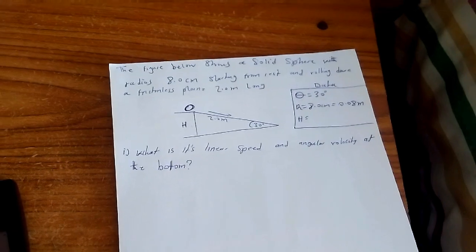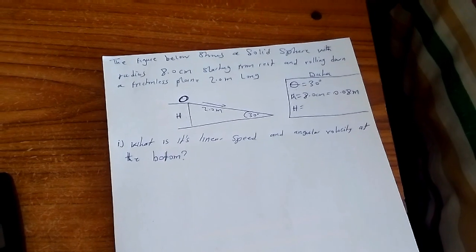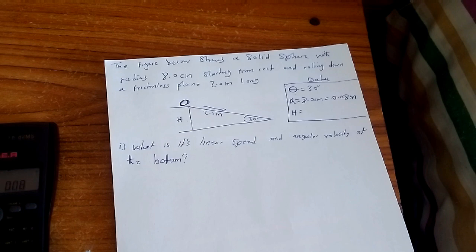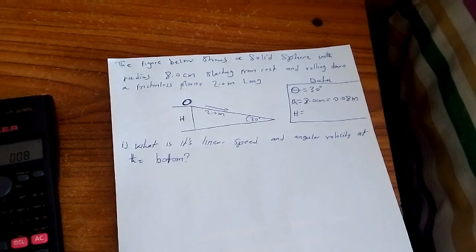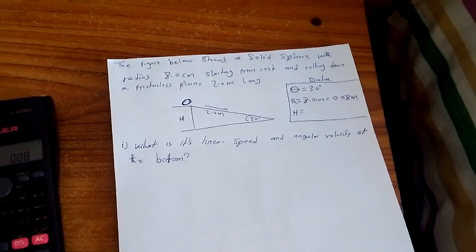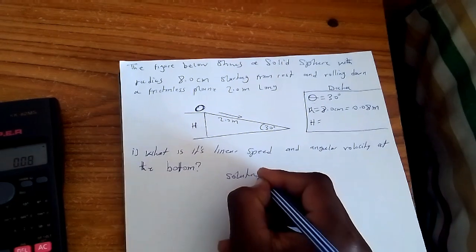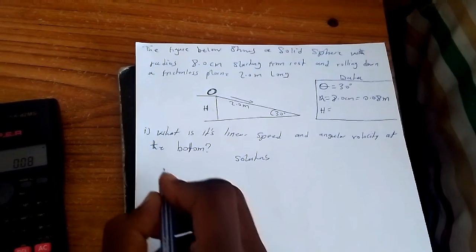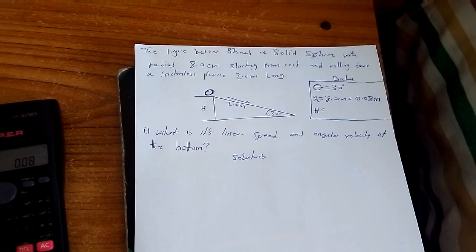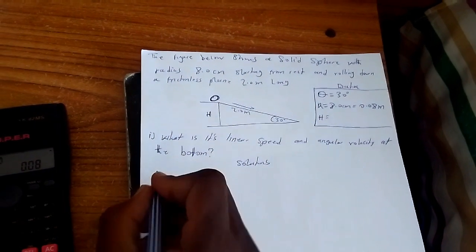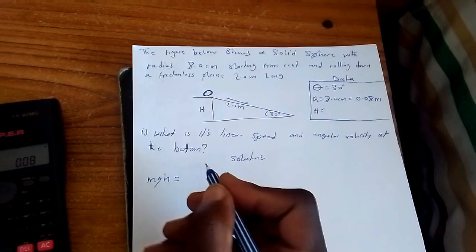As usual, our height is supposed to be this one. On this question we will use the principle of work, energy and power. That's the principle which can help us solve this question. So, the solution. Don't forget that this was frictionless, so there was no work done by friction.